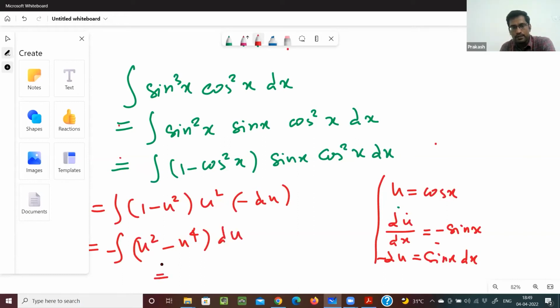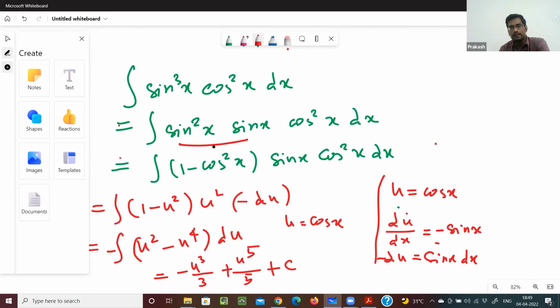So this is very easy. Minus u power 3 by 3 plus u power 5 by 5 plus c. Just substitute u equal to cos x. So u equal to cos x gives minus cos cube x by 3 plus cos power 5 x by 5 plus c. So the only thing is how to split these terms. That is very important. We are using a very simple identity with the substitution.